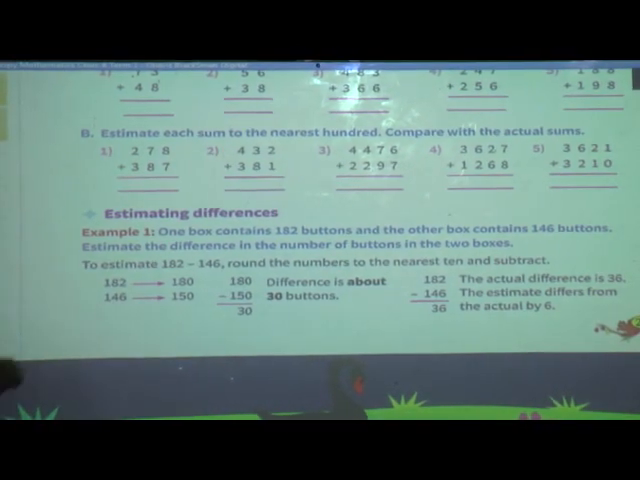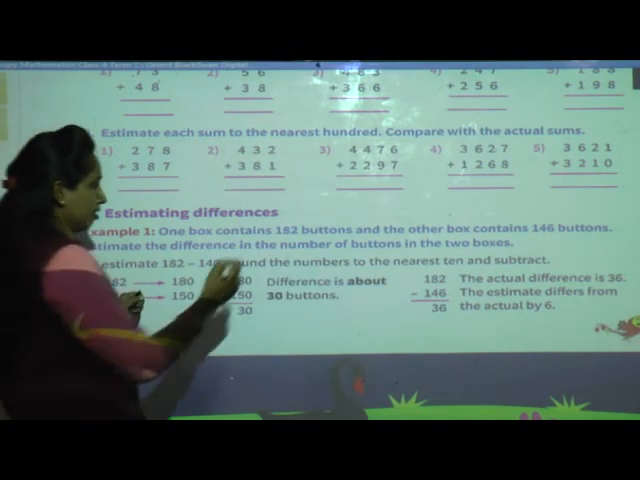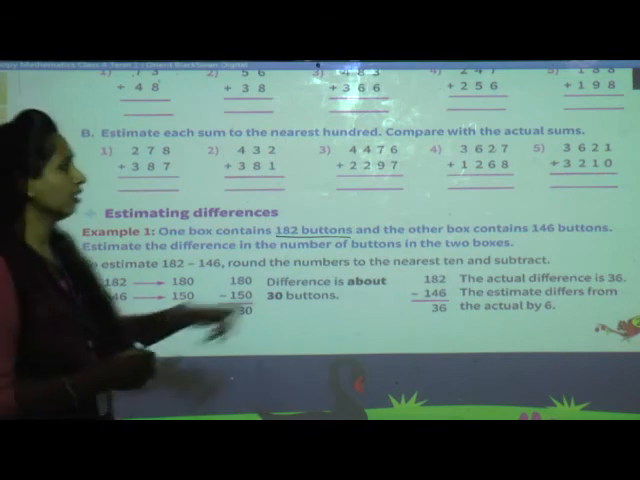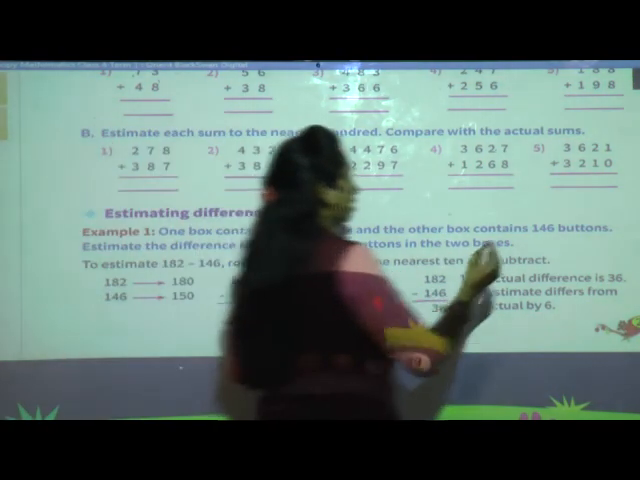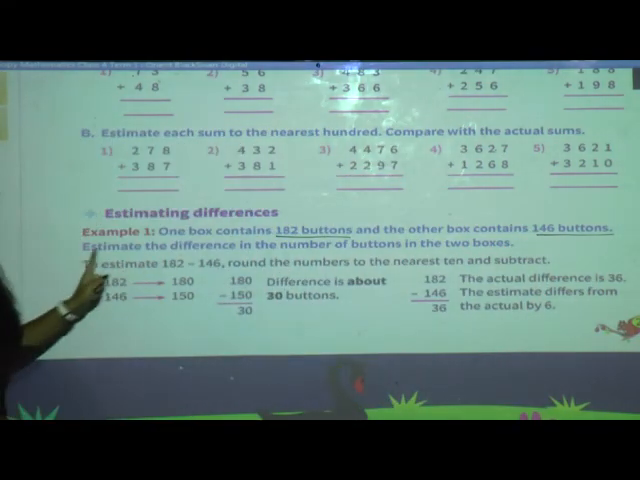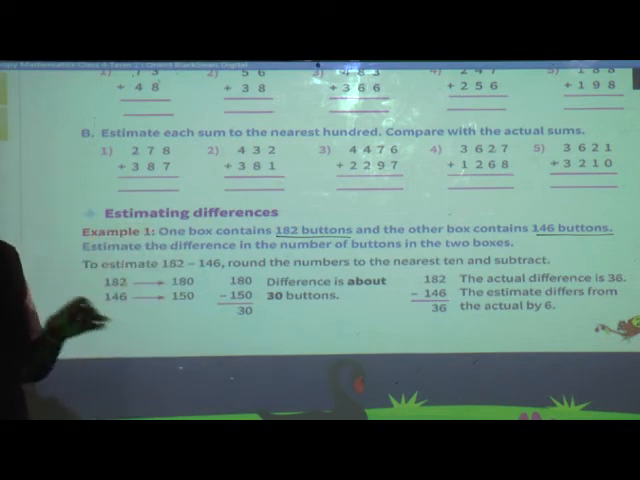See one example that is given. One box contains 182 buttons. The other box contains 146 buttons. Estimate the difference in the number of buttons in the two boxes. Now we have to find out the difference. Difference means you have to do the subtraction. So before that, what do we have to do?